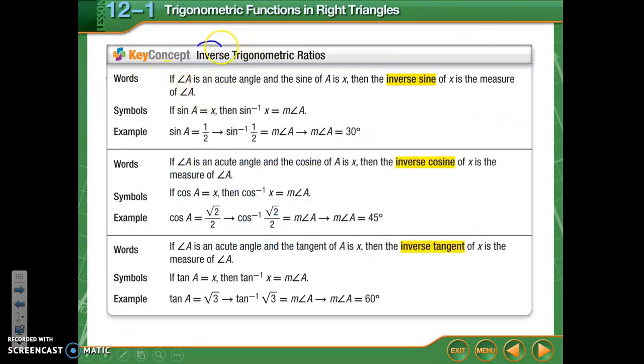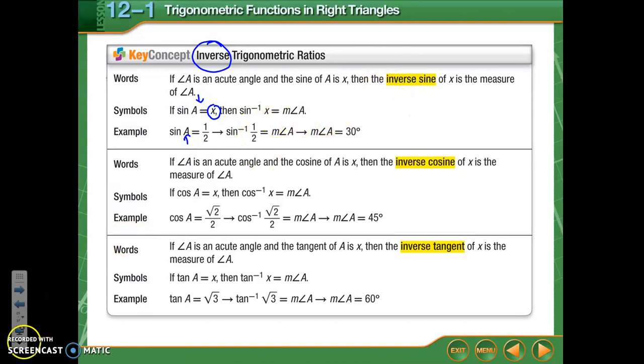We're going to move on to talk about inverse trig ratios. This is what we do when we do not know the angle. Okay, so if the sine of angle A is some number, then the inverse sine of that number gives me the measure of the angle. So if I know the sine of some angle, the angle is unknown, is 1/2. If I take the inverse sine of 1/2, I get the measure of the angle.